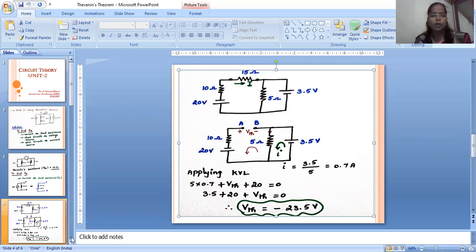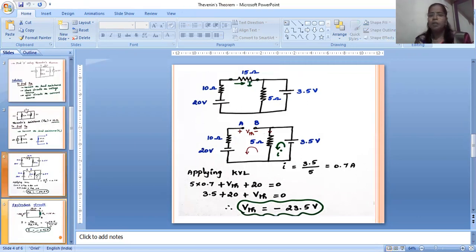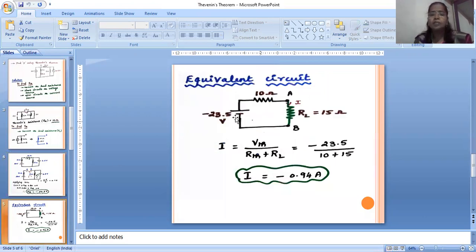After this, you have to draw the equivalent circuit. So this is the equivalent circuit of Thevenin's theorem. Across the terminals A and B, you have to connect your load resistance. Here the load resistance is 15 ohm. Then from this, we can find the current I. I is equal to VTH divided by RTH plus RL. Now you substitute all the values, you will get the current is equal to minus 0.94 ampere.